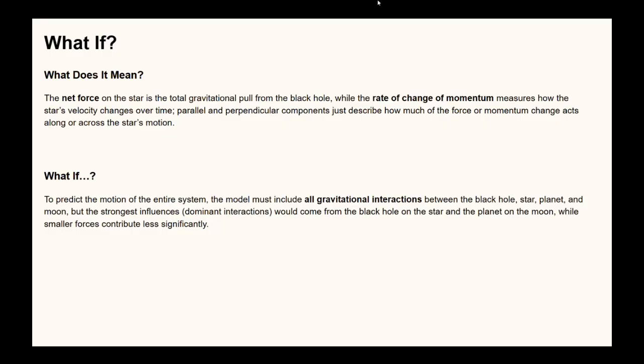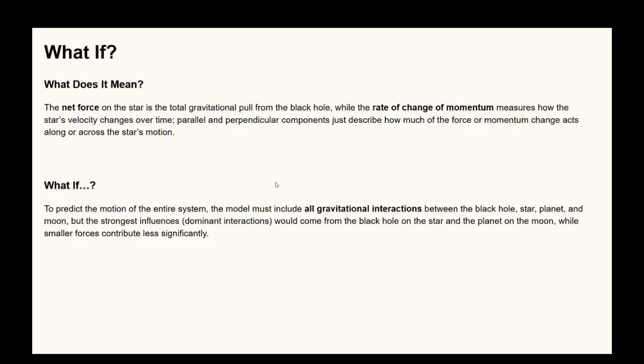black hole and star, planet, and moon. But the strongest influence, the dominant interactions, would have come from the black hole on the star and the planet on the moon, while smaller forces contribute less significantly.